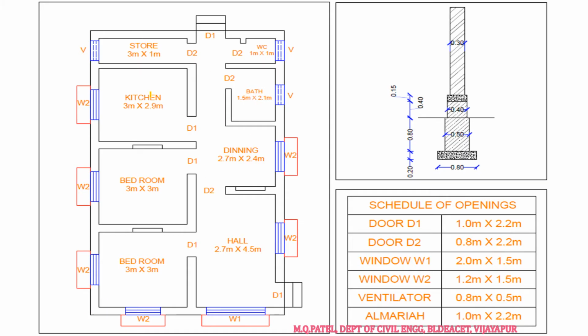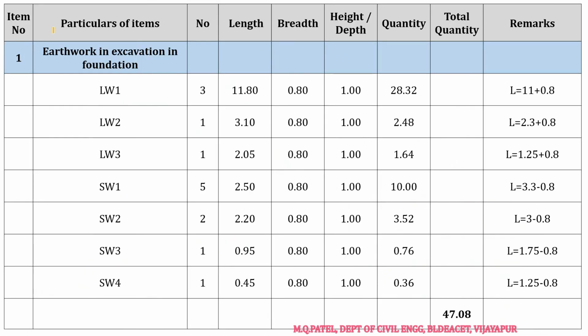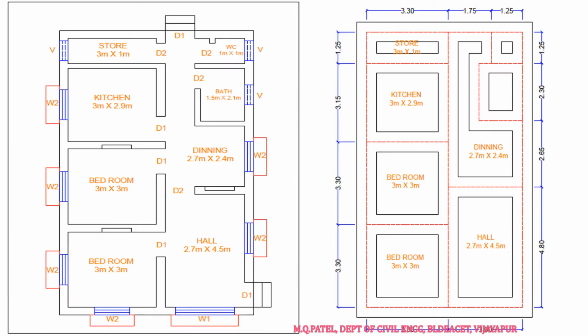So here in this building, if you see, we have one hall, two bedrooms, one dining, kitchen, store, WC, and bath. So these many rooms we have. So now, with the help of this, let us try to solve the problem, right? So first, what do we do? First, we start with earthwork excavation. So let us start now. Earthwork excavation in foundation, right?